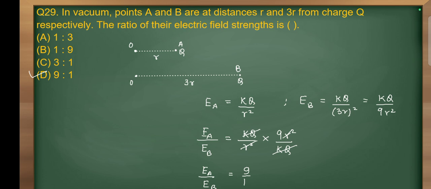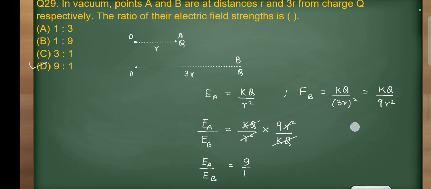Here, charge q is at a distance of r. So according to this, electric field at point A will be kq by r square. And in the next case, the charge q is at a distance of 3 times r. So electric field at point B will be kq by 3r whole square, it will become kq by 9r square. When we take the ratio of EA by EB, it will become 9 is to 1. So option D is correct.